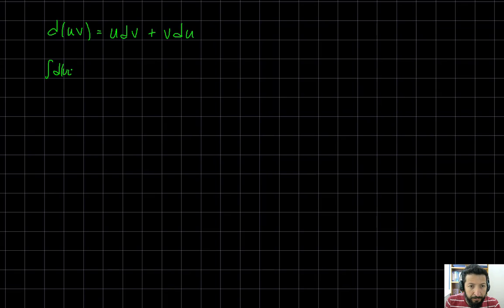put a parenthesis here. Let's rewrite it nicely. It gives us the integral of u dv, and by using the linearity of the integral, I can separate it as the integral of v du plus the integral of u dv. Now, the integral of a differential will be just the function uv in this case, and these two integrals, we'll just leave them indicated.